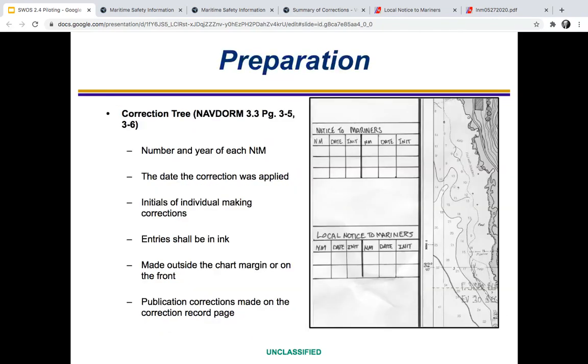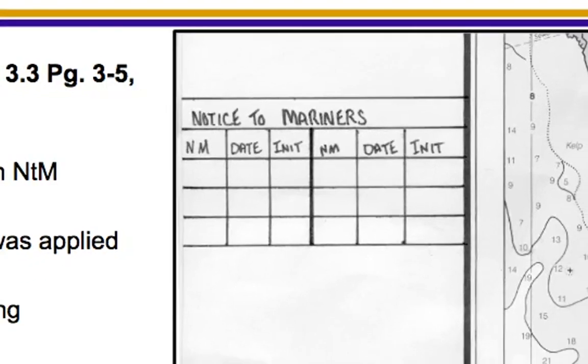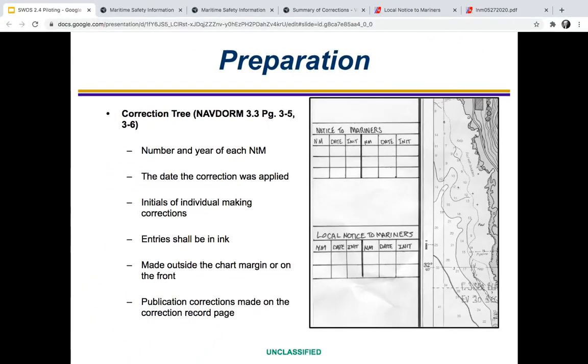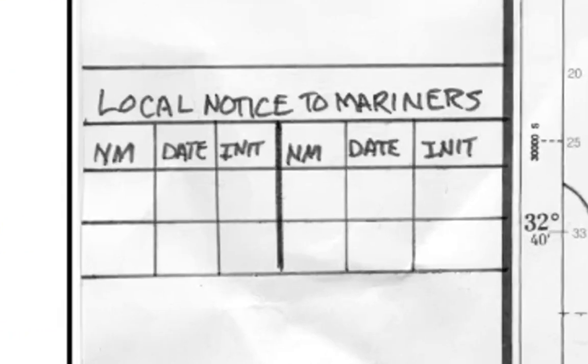All right, here's an example of that correction tree that I was talking about. And again, what needs to be included in that correction tree is outlined in the NavDorm. We need to include which Notice to Mariners we are using, so the number and the year, what date that Notice to Mariners correction was applied, the initials of the person who is actually completing the corrections as well. So you can see here in our photo, we have space for quite a few Notice to Mariners as you continually update the chart.